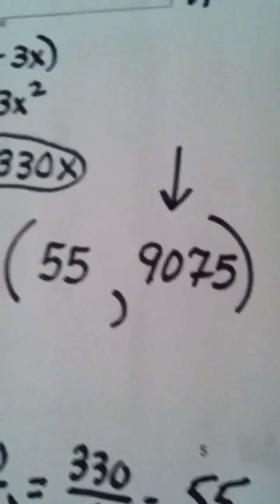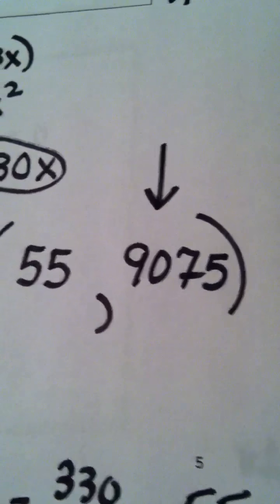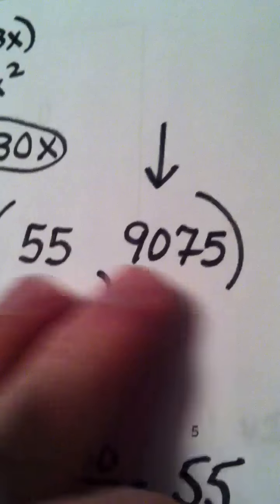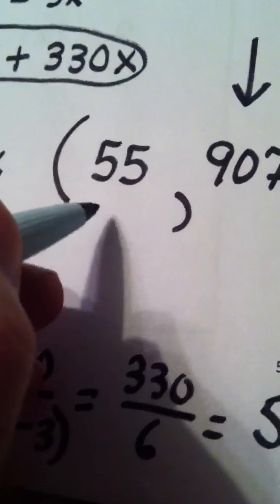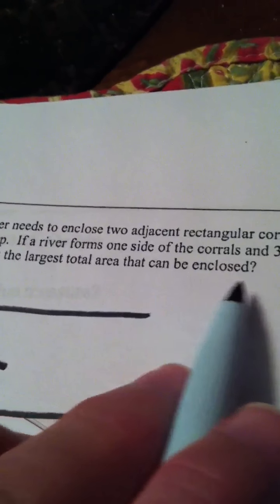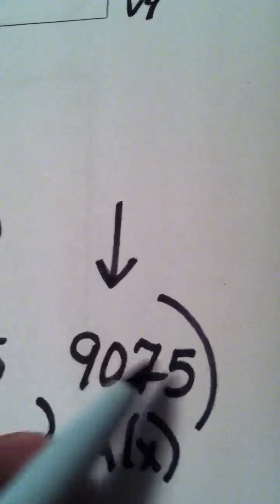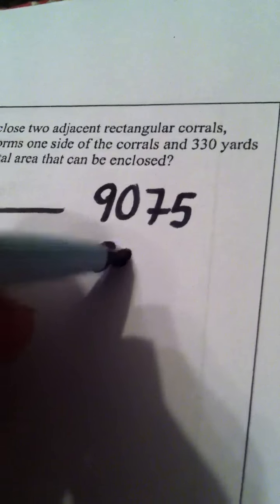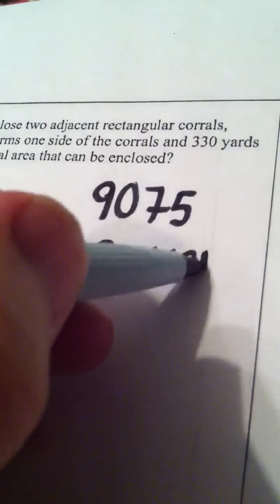So, to answer my question, remember the output represents area, the input represents x. This is x and this is A of x. The question said, what is the largest total area that can be enclosed? The y value of the vertex is 9,075. So the answer would be 9,075, and let's use the appropriate units. Since it's area, we would be talking about square yards.